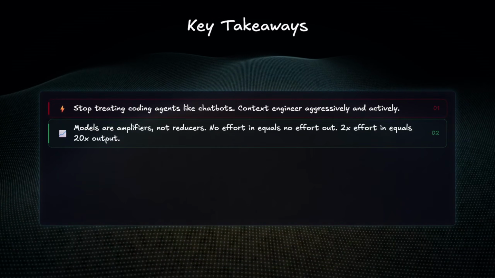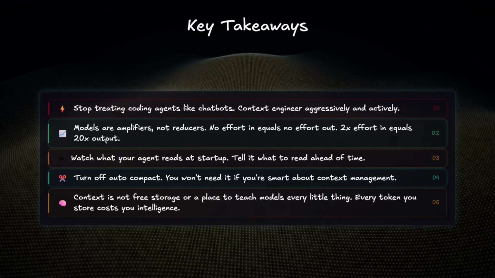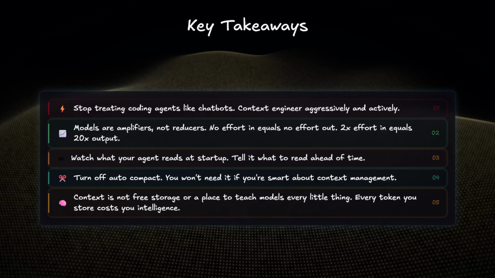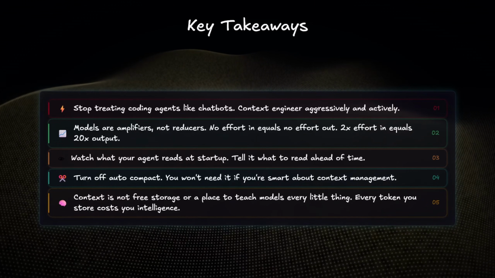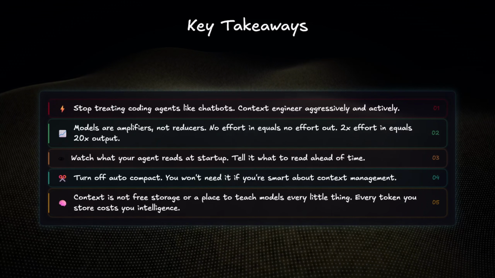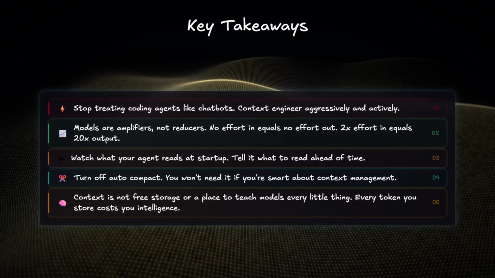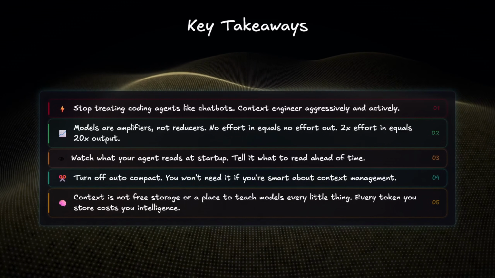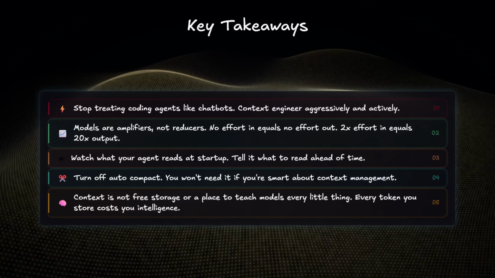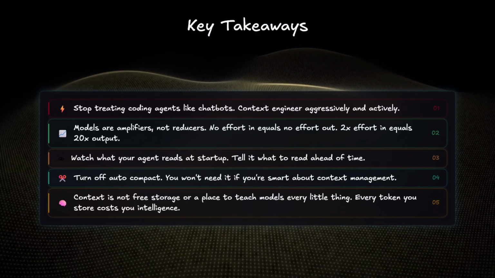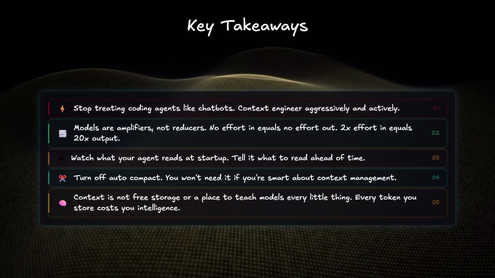So here are some key takeaways from your next coding session. Take these seriously, and your agentic coding journey will change drastically. Stop treating coding agents like chatbots. They are incredibly sensitive. Every token in context will impact the trajectory of their response, so context engineer aggressively and actively.